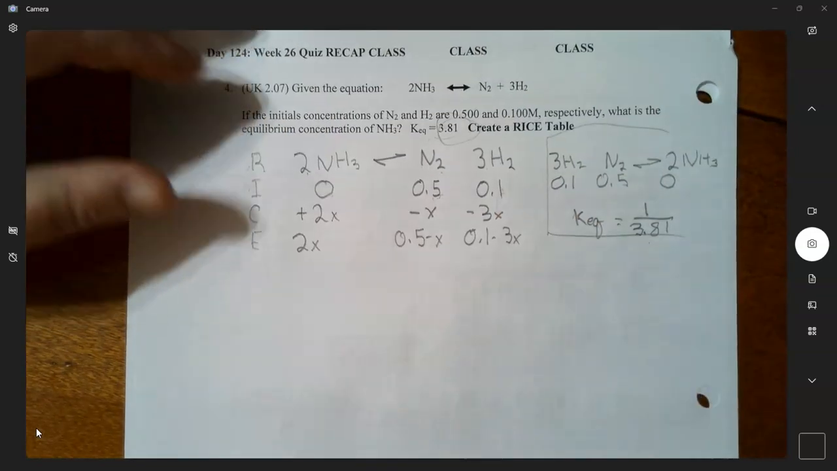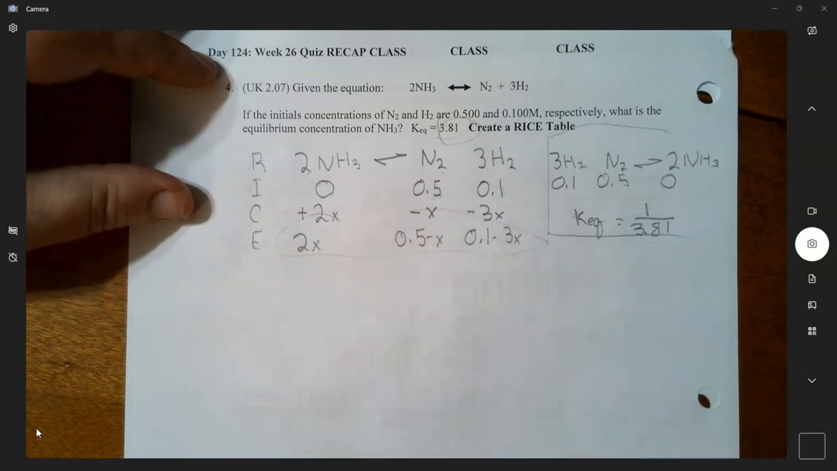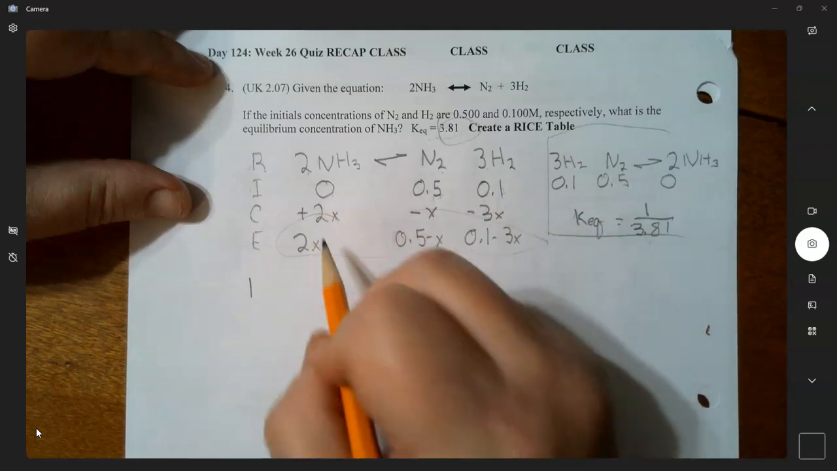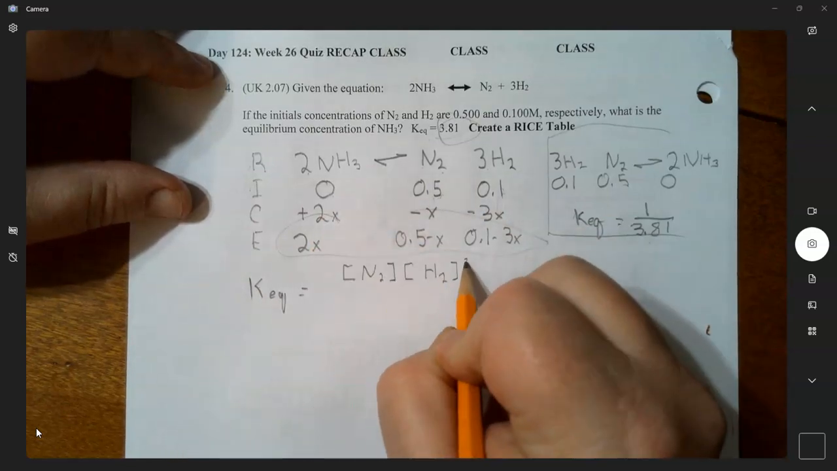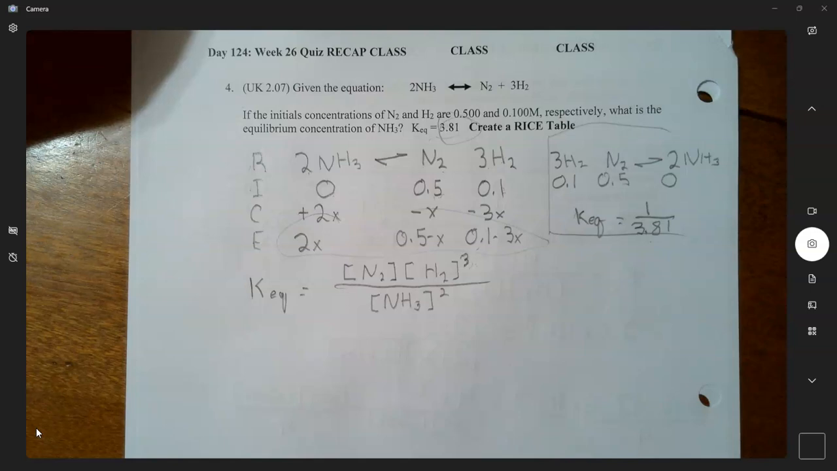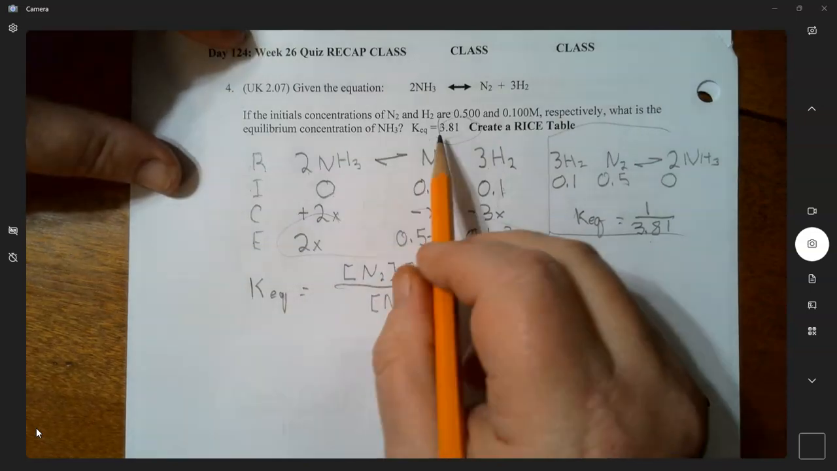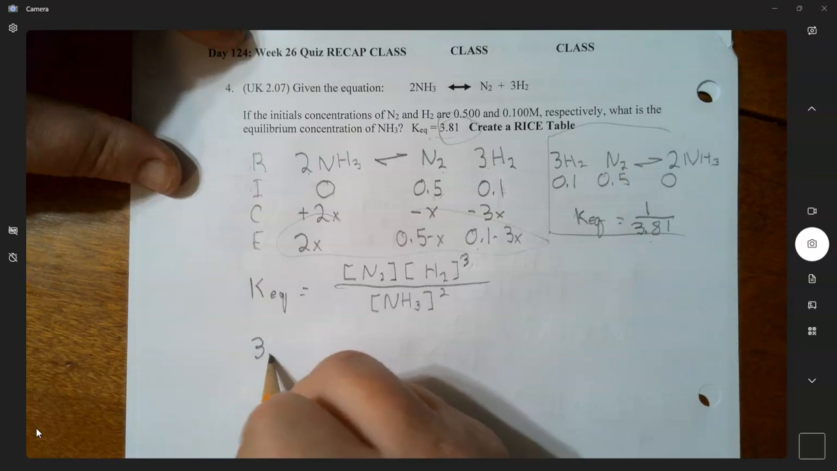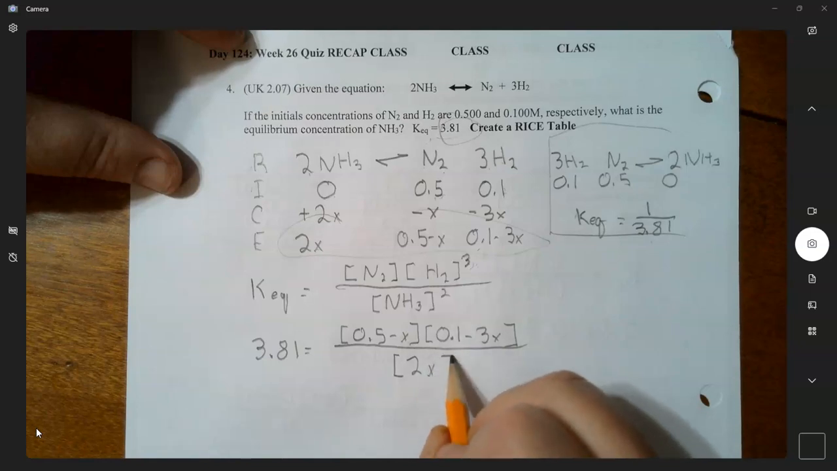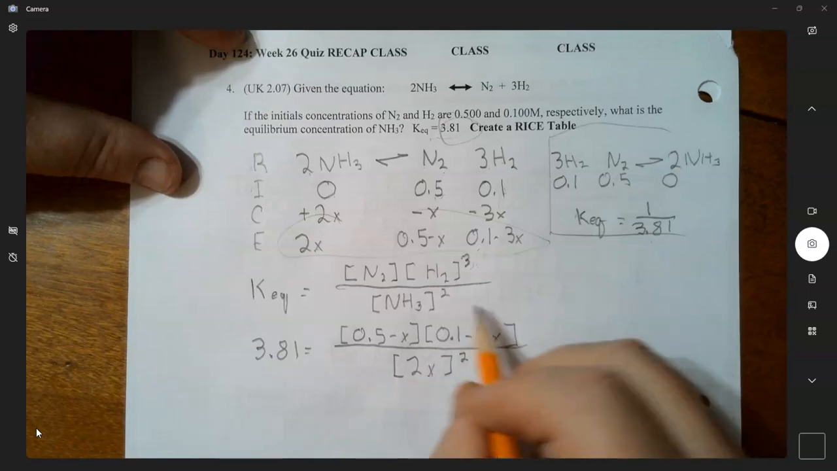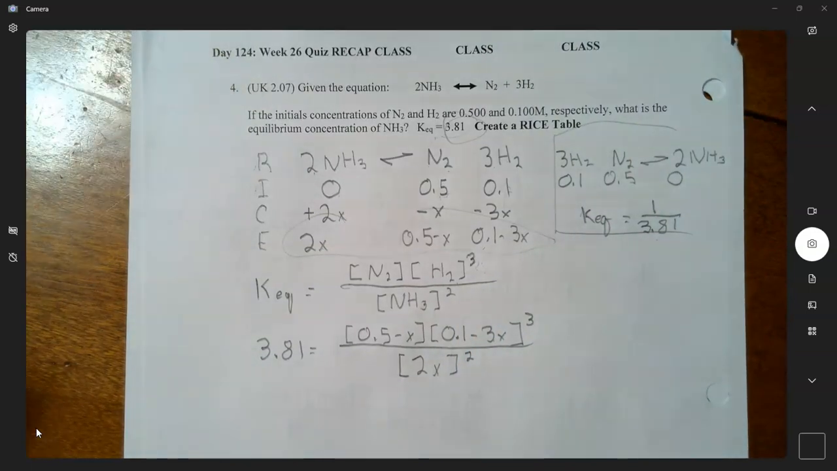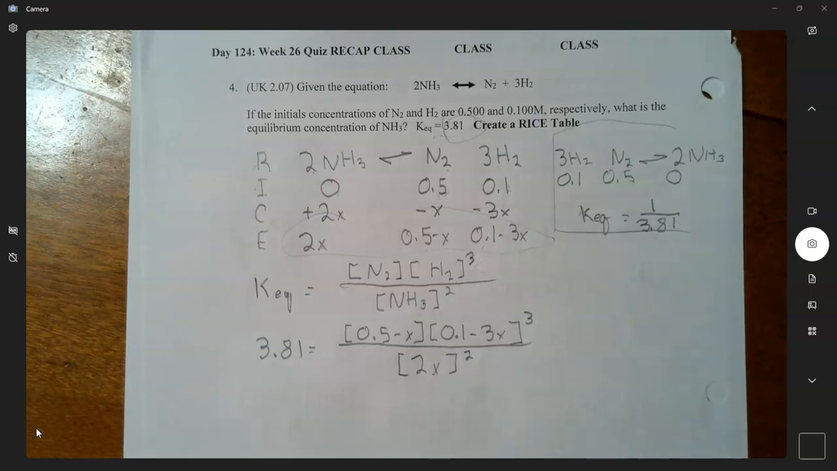Okay, now we have our equilibrium algebraic expressions. Write the law of mass action. Again, it's products on top, reactants on bottom. There you go, that's what it looks like. Now we plug in the expressions, and we use the actual equilibrium constant of 3.81. Down here is 2x, and you have to square this, and I did not put the cubed here, so it's cubed right there. That's what that looks like.